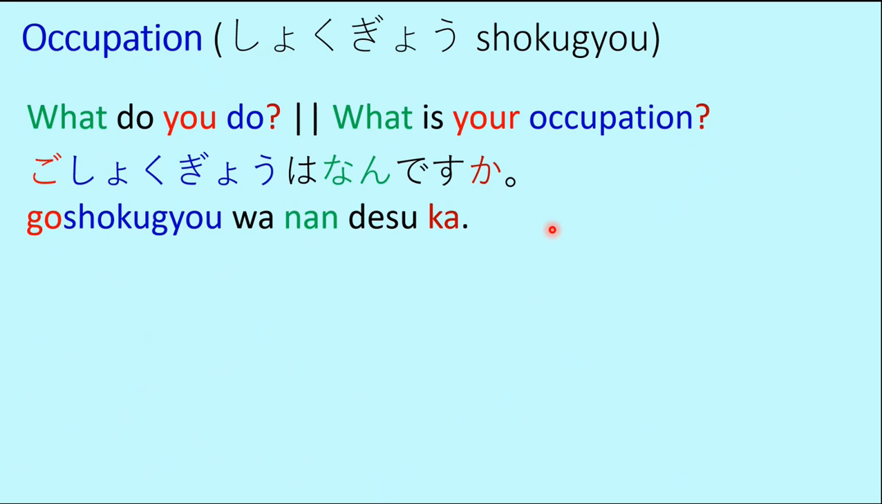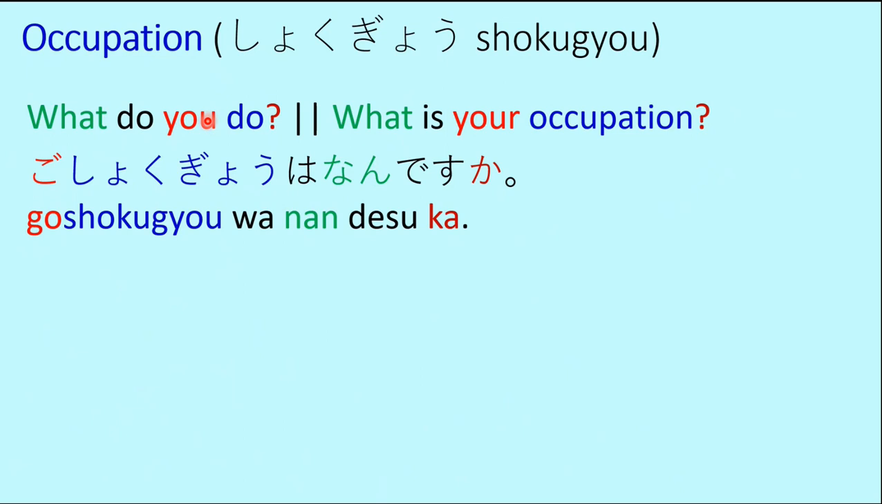So if you see here the matching of the colors, you will know which word represents what. So go, to begin with, go is an honorary prefix, which we have discussed in our chapter on honorary prefixes or the honorific titles in one of the previous chapters. So do go through that video if you haven't done yet, so that you understand why and how these are used. So go shokugyo. So shokugyo, as we discussed in today's lesson, means occupation.